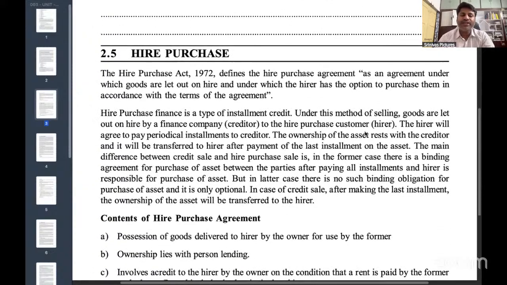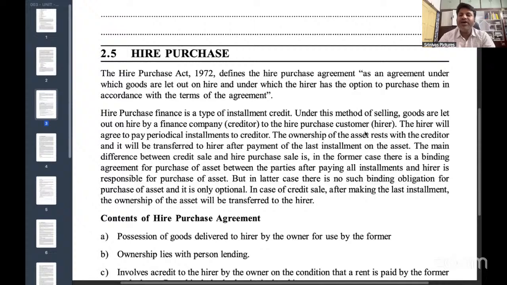The second one is hire purchase. See, for hire purchase there is an act. The Hire Purchase Act in India started in 1972 onwards. Hire purchase is an agreement under which goods are let out on hire, and the hirer has the option to purchase them in accordance with the terms of the agreement. This hire purchase is a type of installment credit.